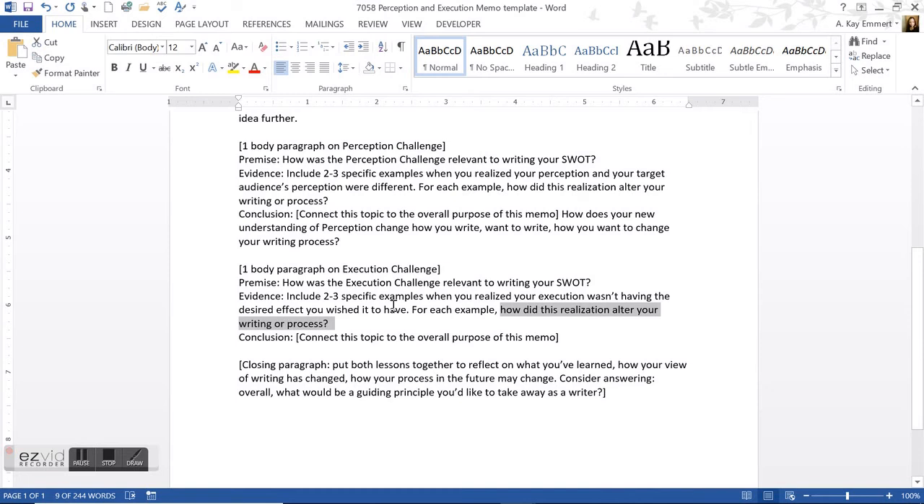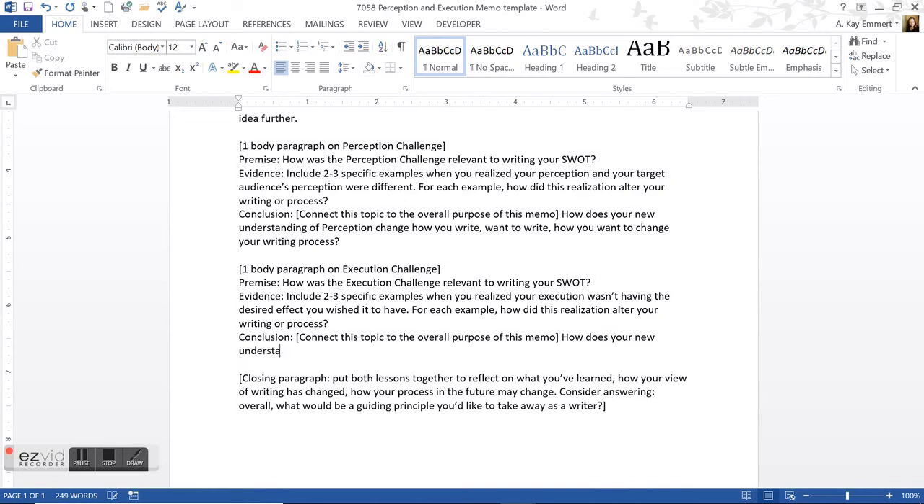Okay, so again, once you have your 2 to 3 examples and they are proving your premise, you should then have a concluding thought that connects this topic to your overall purpose. So again, very similar to the concluding thought of the previous paragraph. How does your new understanding of execution change how you write, want to write, change your process, something like that? Okay, so how does this topic change your view, understanding, or practice of writing?